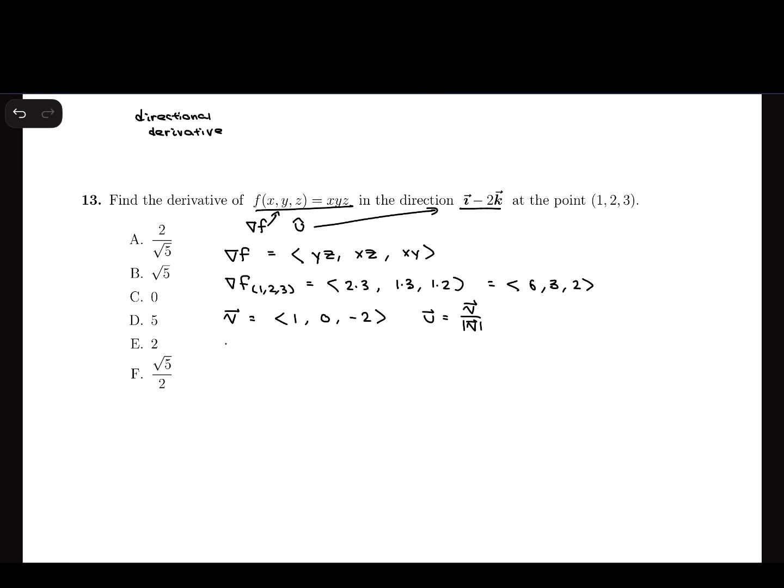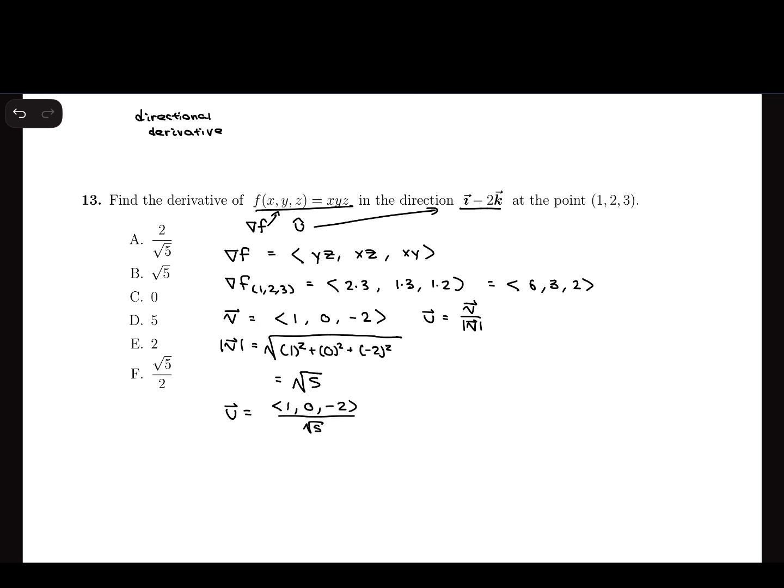So we gotta find the magnitude first. The magnitude is the square root of all components of the vector squared and added together. So this will be 1 squared plus 0 squared plus negative 2 squared, which turns out to be square root of 5. So for our unit vector, that would simply just be 1, 0, negative 2, all over square root of 5.